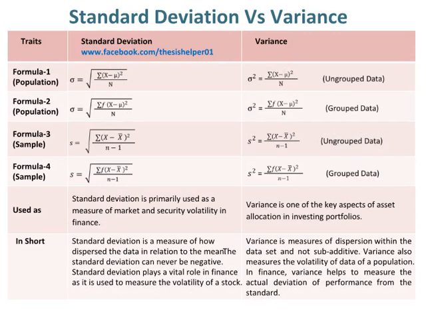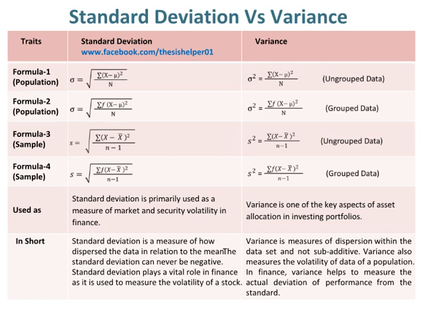The Formula 1 of standard deviation and variance regarding population for ungrouped data are given for comparison. The Formula 2 regarding population for grouped data are given for comparison. The Formula 3 regarding sample for ungrouped data are given for comparison. The Formula 4 regarding sample for grouped data are given for comparison.